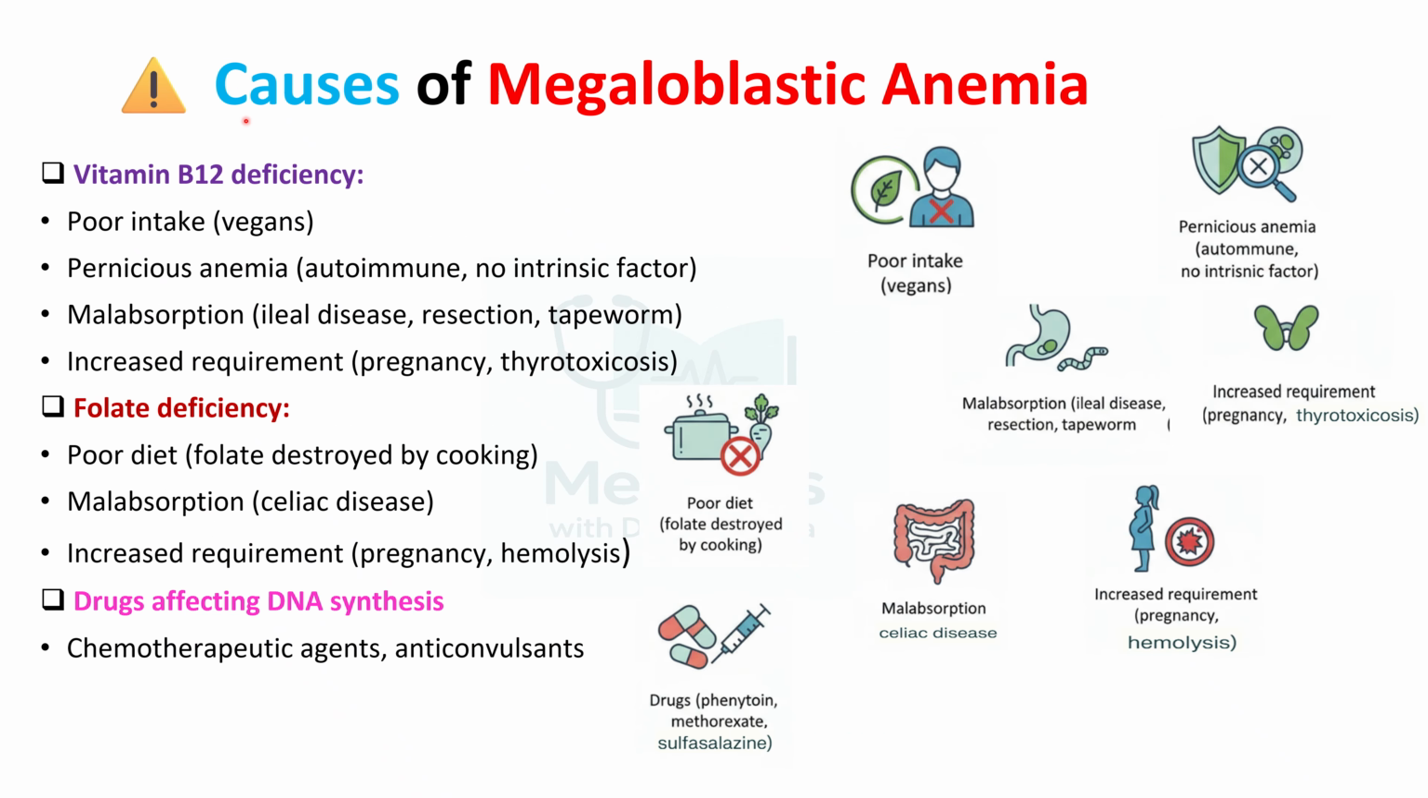Now let's see what actually causes these deficiencies. Vitamin B12 deficiency often results from malabsorption, not just poor intake. Remember, B12 absorption is a complicated process. It requires intrinsic factor from the stomach and an intact terminal ileum. So, in pernicious anemia, autoantibodies destroy parietal cells and intrinsic factor, leading to B12 deficiency even with a normal diet. Other causes include ileal resection, Crohn's disease, and infection with Diphyllobothrium latum, the fish tapeworm. Vegans are also at risk due to lack of animal products.